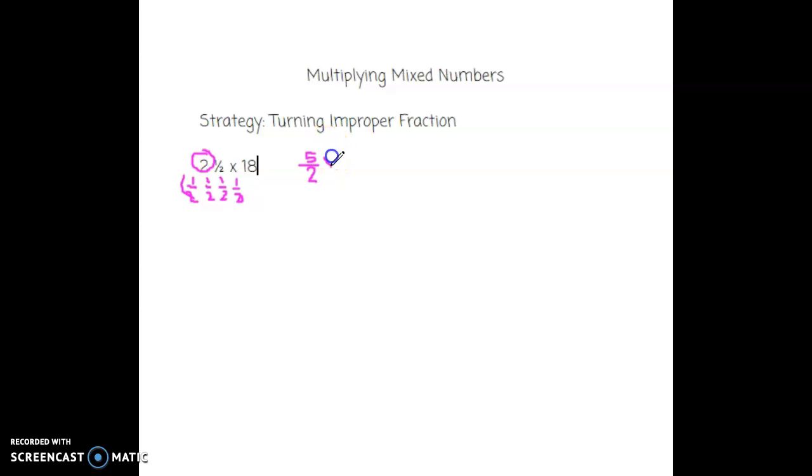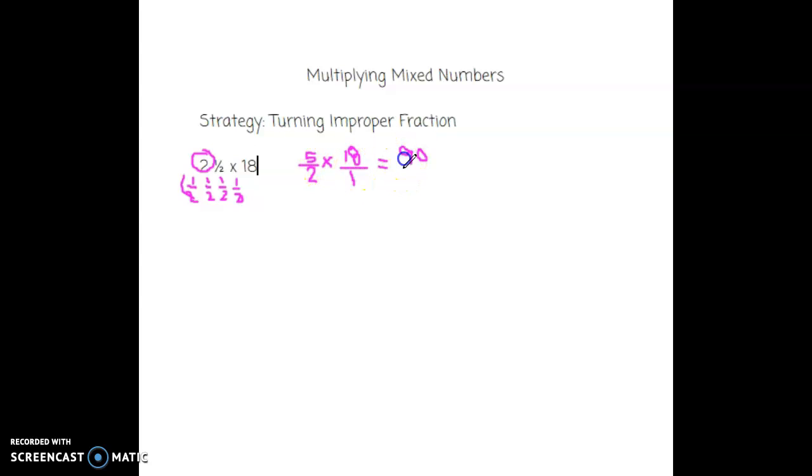And then you're going to take that and multiply it by 18. Now 18 is a whole number, so all you need to do is take 18 and put it over 1. Any whole number you can put over 1. And you are going to go ahead and multiply that out. Now, if you're looking at this, 5 times 18 is pretty tricky, so you're going to have to go over here and use some of your strategies. But 5 times 18 is 90.